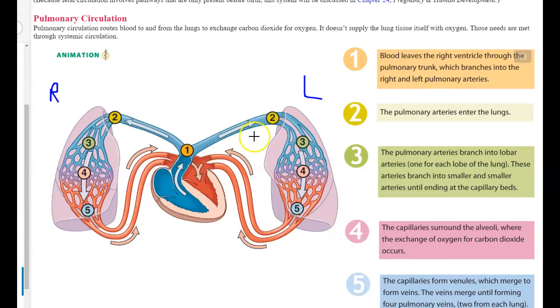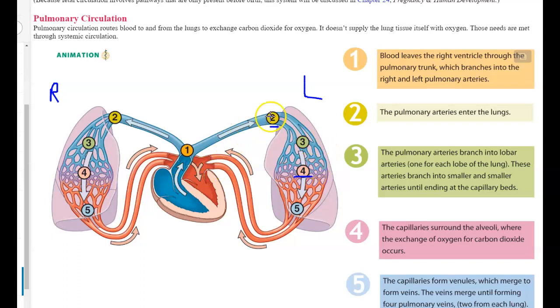After the pulmonary trunk, it goes to the pulmonary arteries. Then the pulmonary arteries will divide and divide and divide again into pulmonary capillaries. The capillaries surround these small pockets in the lungs called the alveoli. In the alveoli, they will pick up the oxygen and drop off the carbon dioxide.